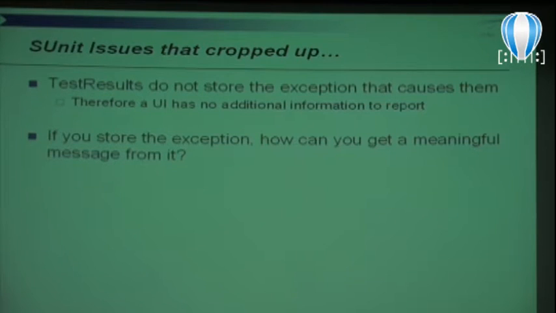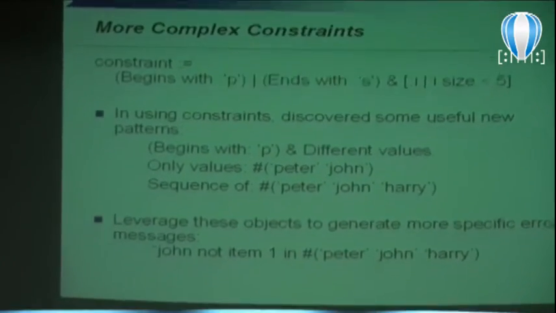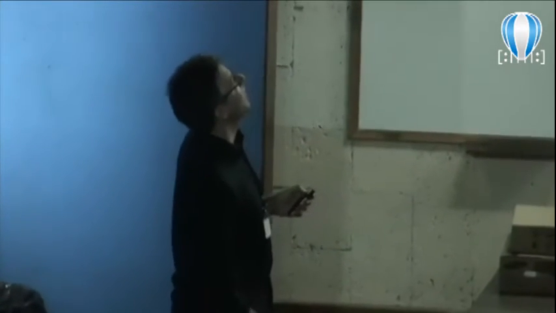And then the other thing is, if you do store the exception, how do you get a meaningful message from it? And this is where those constraint objects come in, because what you can do is start to query the constraint objects or ask the constraint objects to render their error message. And like I said, you can start to get interesting kinds of constraints and chain them together in interesting ways.